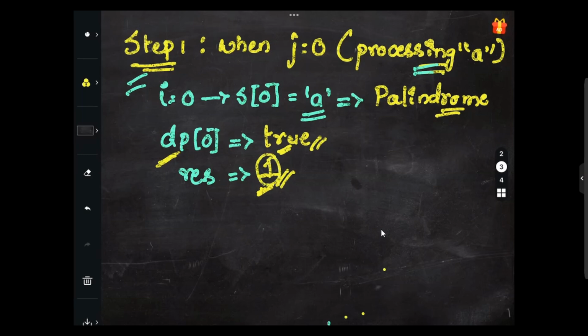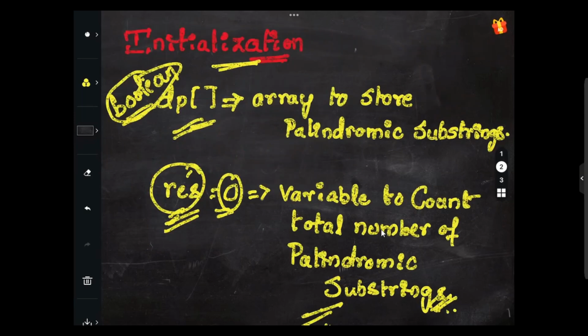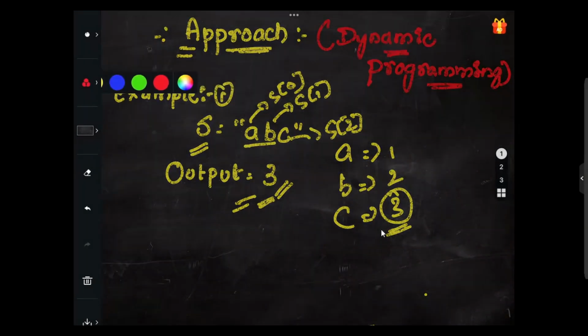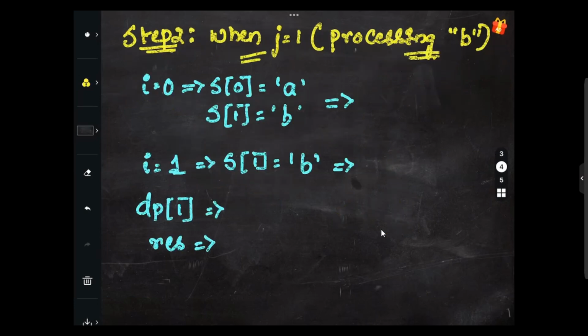Let's move on with step 2. Here in step 2, j equals 1. j equals 1 means we have to consider two things here, a and b. We are considering both, a and b, when j equals 1 here. So let me come here. S of 0 we have a, and s of 1 we have b. When we read this backwards, ab is not equal to ba, right?